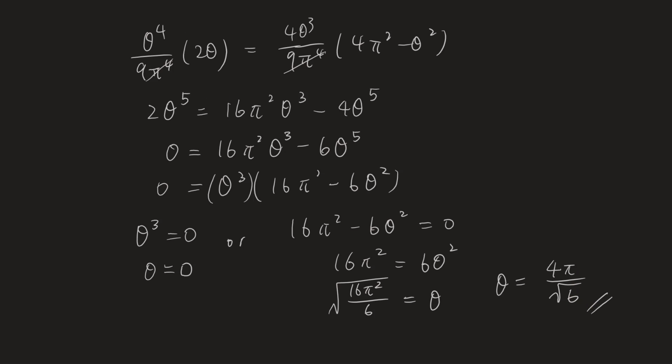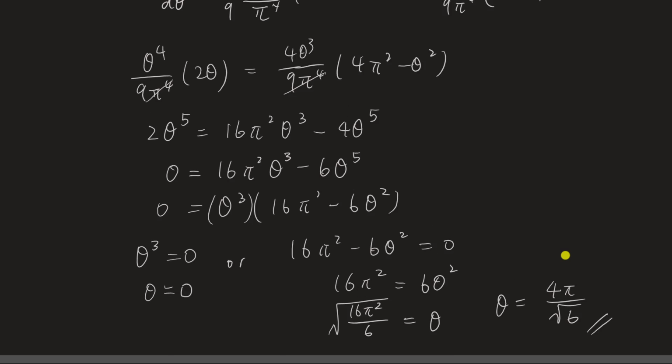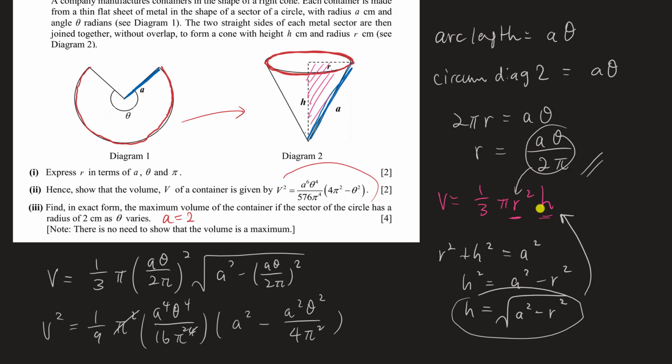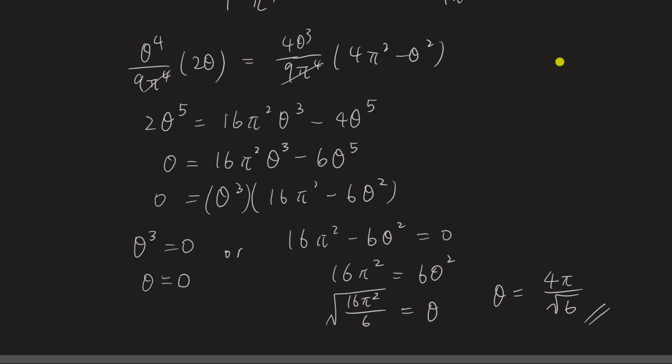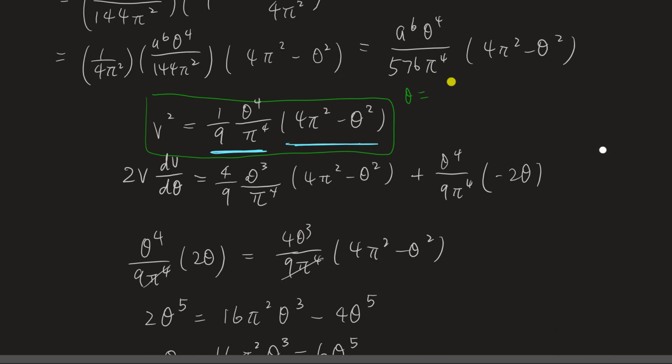And of course, to end it off, they don't really want theta, right? They do not want theta. They want the maximum volume. So you have to push that theta back into your volume function. So this part is just grunt work. Feel free to just skip ahead if you don't want to see me just sub in. So I'm going to make use of this here, subbing in theta equals 4 pi over root 6.